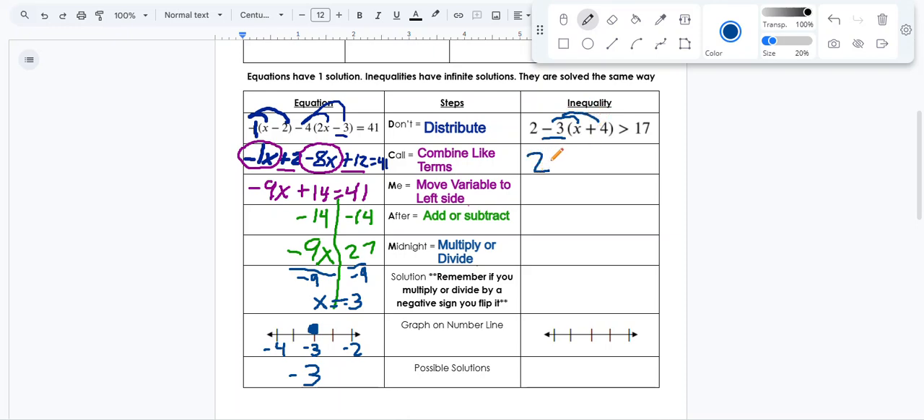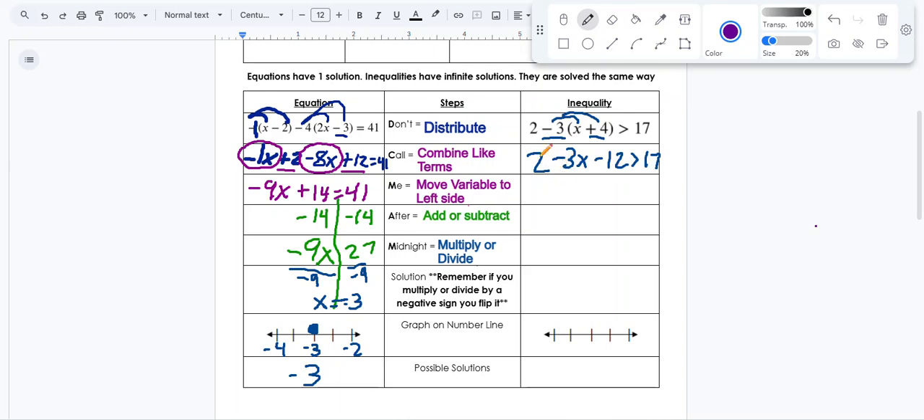So I'm going to be left with 2. Negative 3 times x is negative 3x, so minus 3x. And then negative 3 times a positive 4 would be a negative 12. And then I still have that greater than 17. You can see it's the same steps, right? All right, so my next step here is combine like terms.